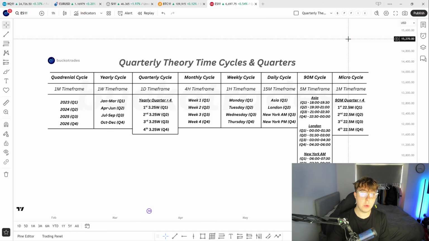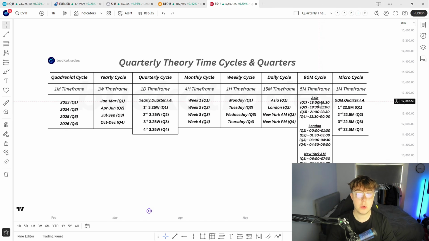The first quarter is Q1, second quarter is Q2, third quarter is Q3. Wow, this is getting tricky. Fourth quarter is Q4. That's it, okay? The Asia session begins at 18:00, 6 p.m., and ends at midnight. Divide 6 p.m. till midnight into 4 and you get 4 90-minute quarters. 6 p.m. till 7:30 p.m. is Q1. 7:30 p.m. till 9 p.m. is Q2. 9 p.m. till 10:30 p.m. is Q3. 10:30 p.m. till midnight is Q4.